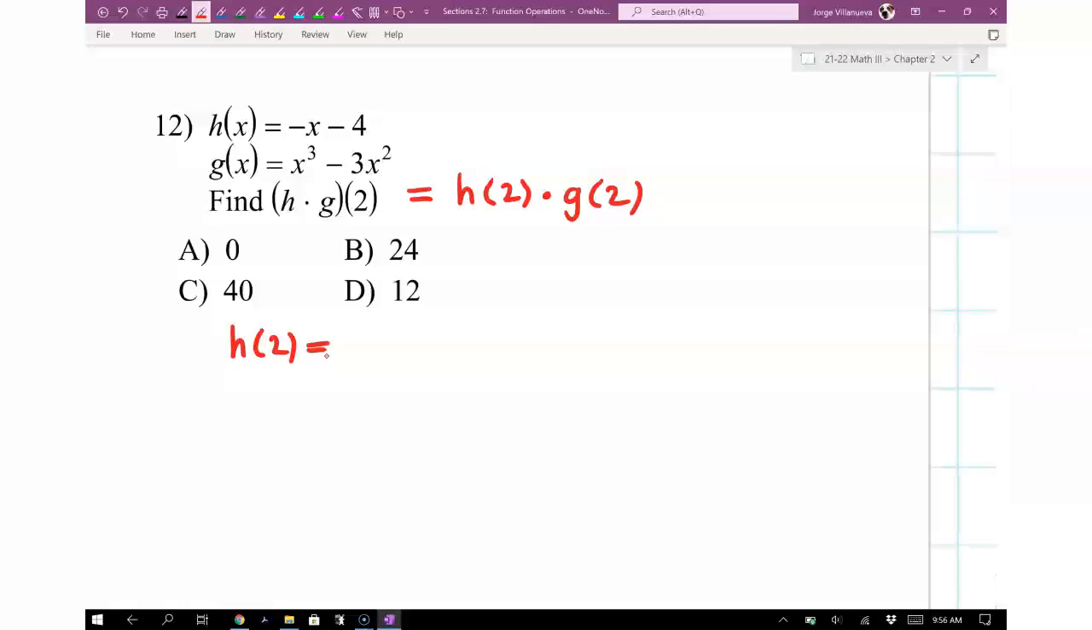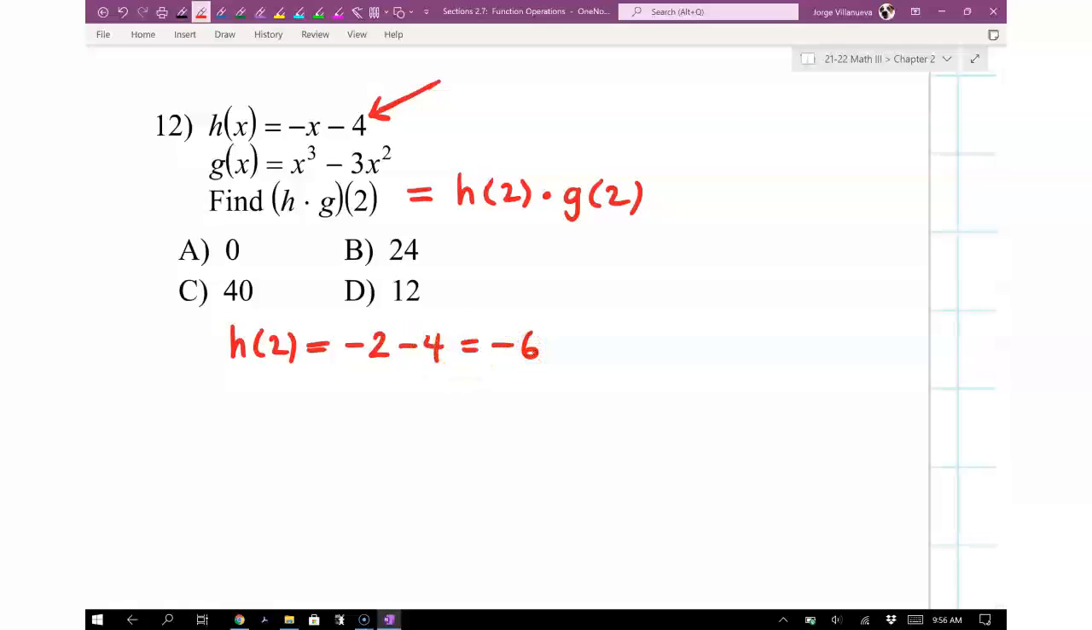h of 2 means I got to plug in a 2 into my h function. Now notice my h function is right here. Okay? Negative x minus 4. So I'm just going to plug in a 2. Negative 2 minus 4. That's negative 6. Alright, so I know h of 2 is negative 6.